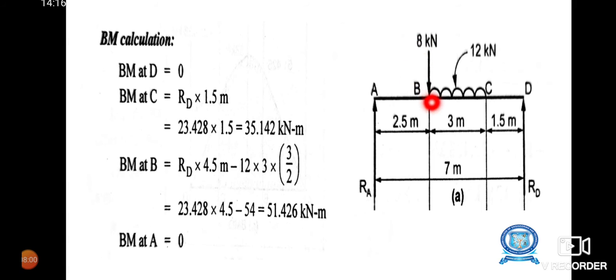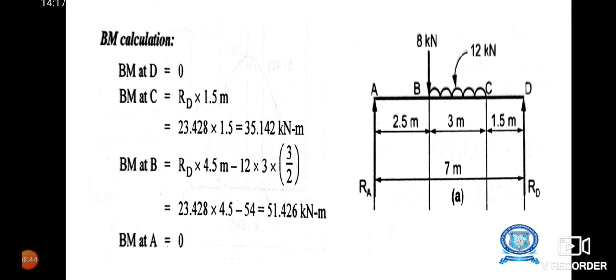Next, bending moment at point B. You can see C and D. The reaction force RD into the distance between D and B, 4.5 meter, minus the UDL load, 12 into 3 into 3 divided by 2. The formula for UDL is force into distance divided by 2, where the force is 12 and the distance is 3. So the value is 51.426 kilonewton meter. The bending moment at point A is 0, so at the start and end the bending moment is 0.